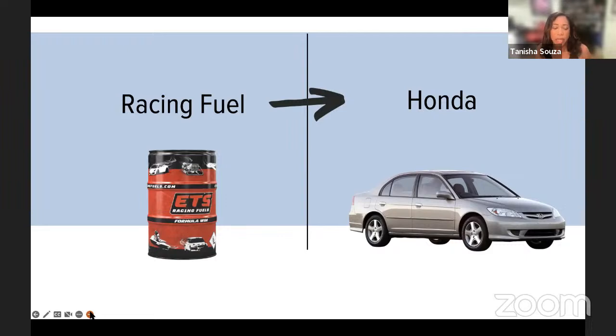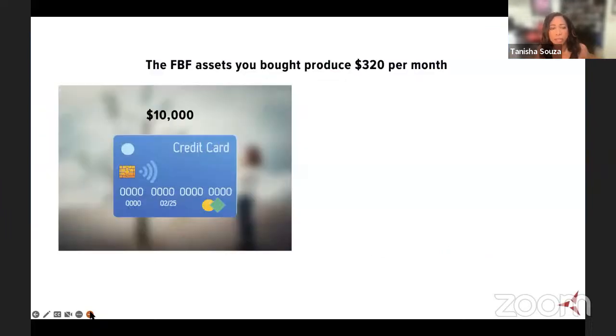Okay, so I want to kind of walk you through this process again. Okay, we don't want to put racing fuel in the Honda. We don't want to put the short-term amortized income investments in a traditional investment environment or investment system. Okay, so let's talk about how this works.